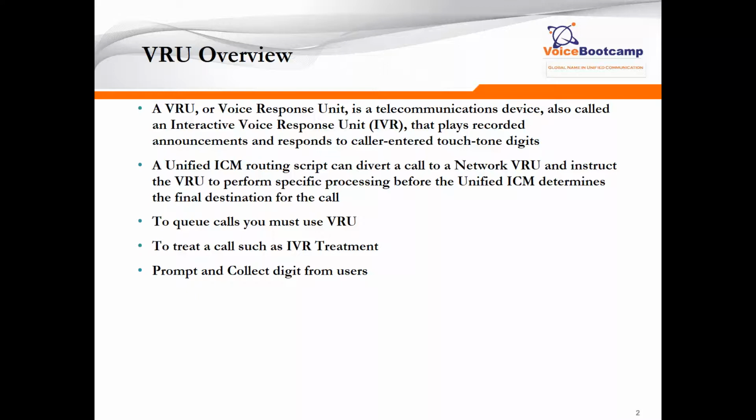UCCE or ICM routing script can divert a call to a network VRU either for further call treatment or when an agent is not available. It can instruct the VRU, such as the IVR, to perform specific tasks, such as asking the caller to enter a digit, play an announcement, or whatnot. When you need to queue a call because there is no agent available, you will send the calls to VRU. Remember, the UCCE server itself cannot queue a call, nor can it provide a VRU IVR service. It can be done by only a VRU system.